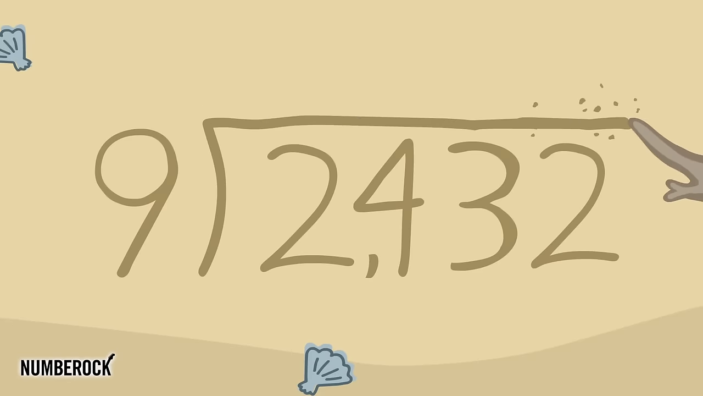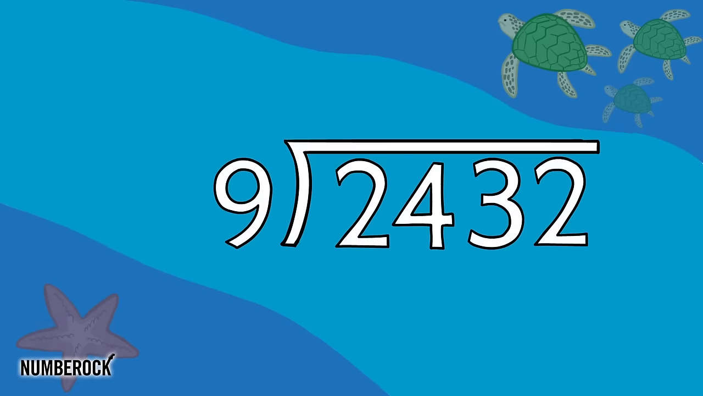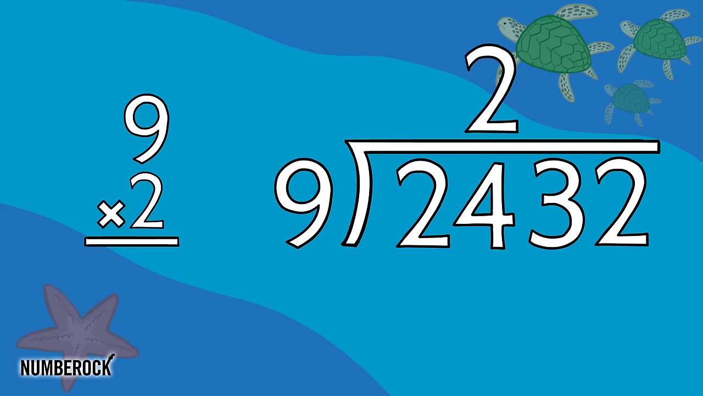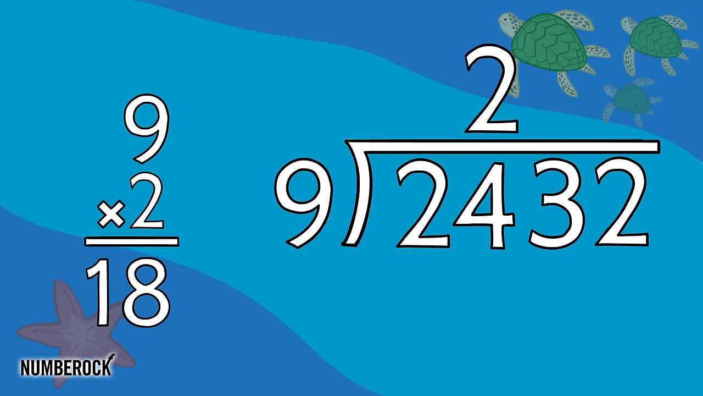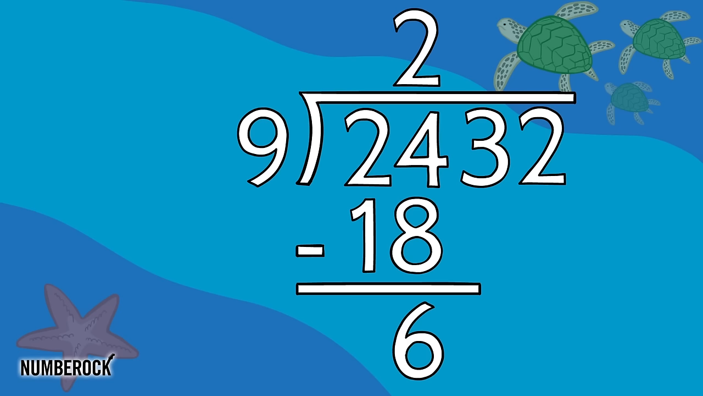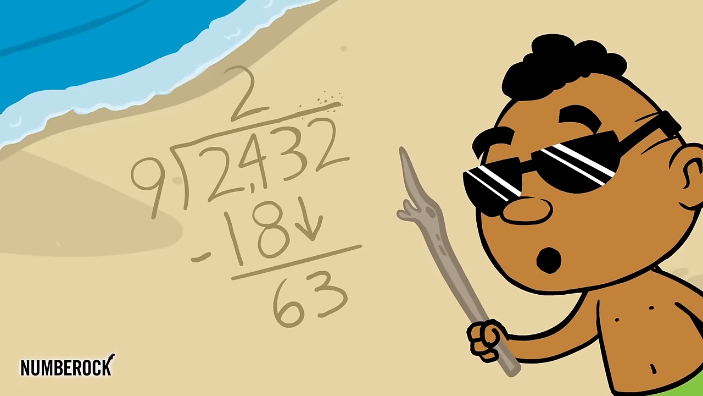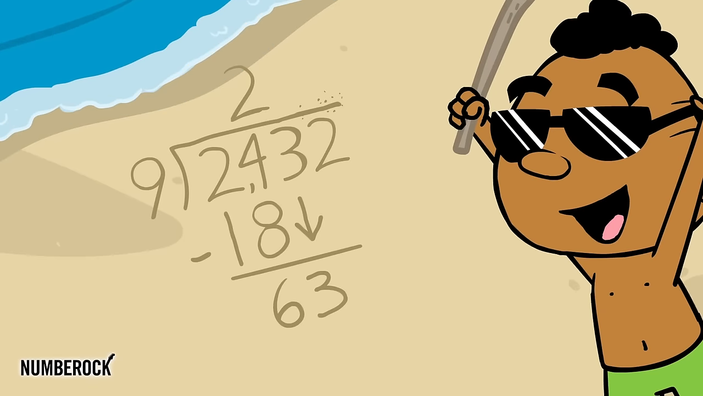First divide the dividend by the divisor. We can fit two groups of 9 into 24. Multiply the 9 by 2 to get 18 in the mix. Write the 18 and subtract; the difference is 6. Then bring down the 3 and the process will repeat. When we do long division, we drop the B.